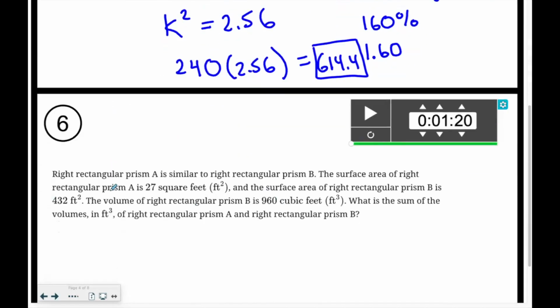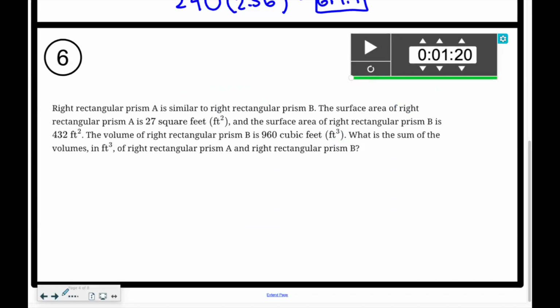Okay. Let's do one more. This is definitely the hardest one. Okay. So I'm going to try to keep track of this. So we got rectangular prism A and rectangular prism B. And we also have, I'm just going to call surface area, and volume.